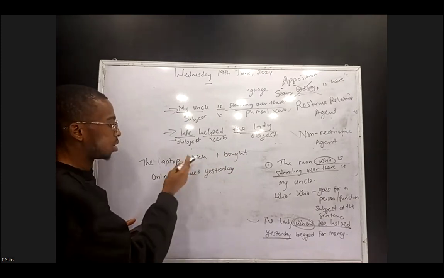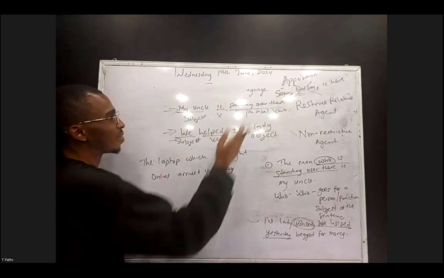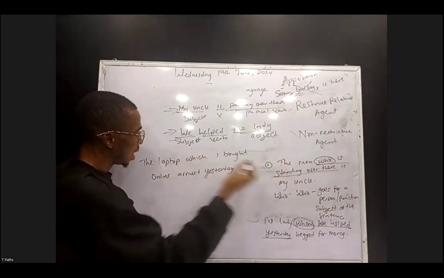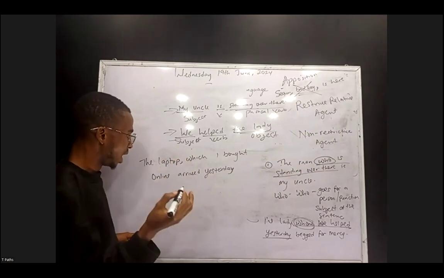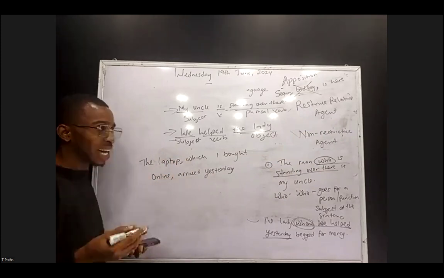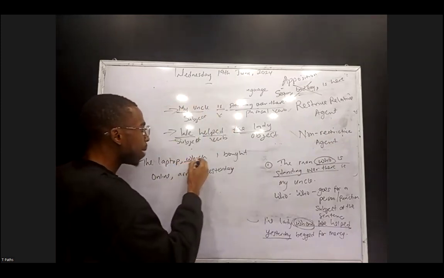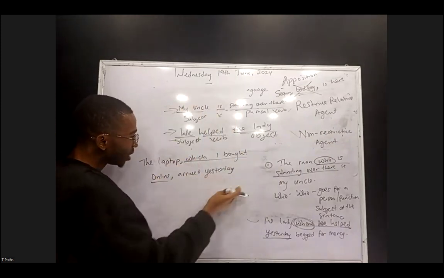In this case, do not forget, first thing, ask yourself, is it restrictive or non-restrictive? It is restrictive, because there is no pair of commas. But if I decide to put commas here and here, you understand it's non-restrictive. It means I can do away with that clause. Yes or no? Good. Now, which I bought online arrived yesterday.